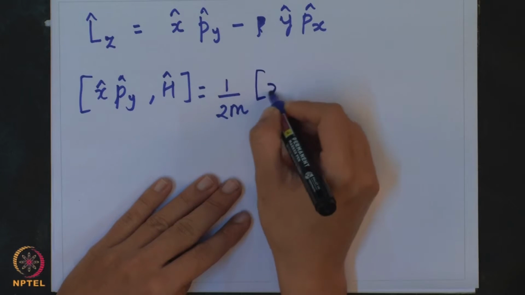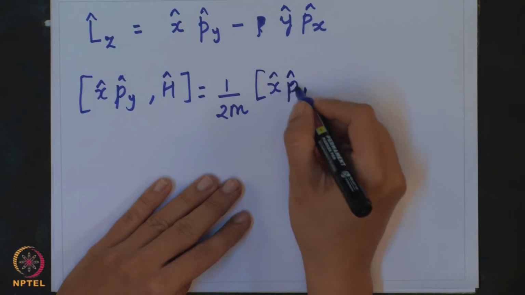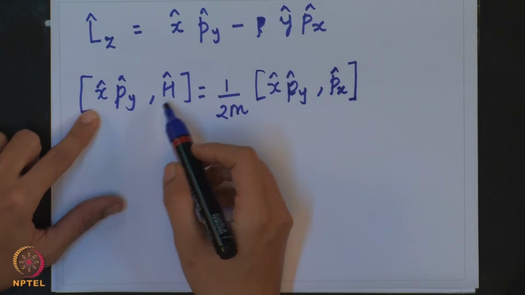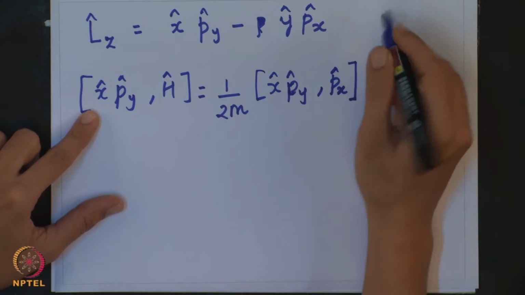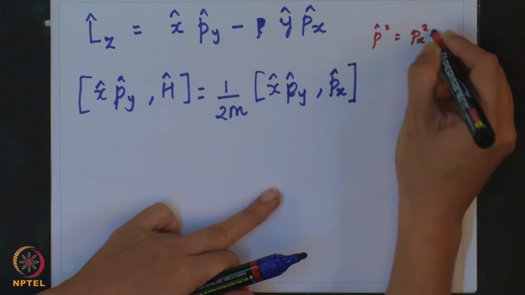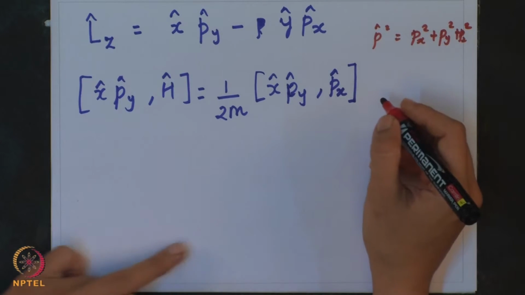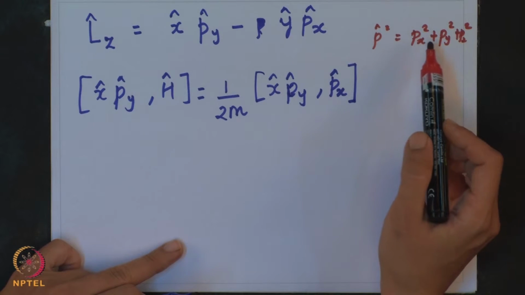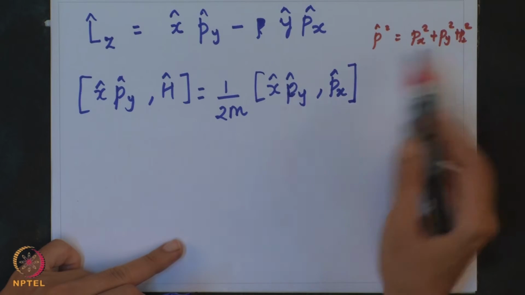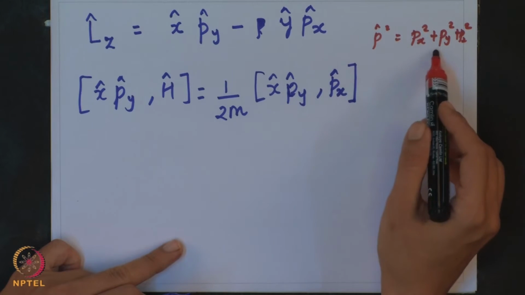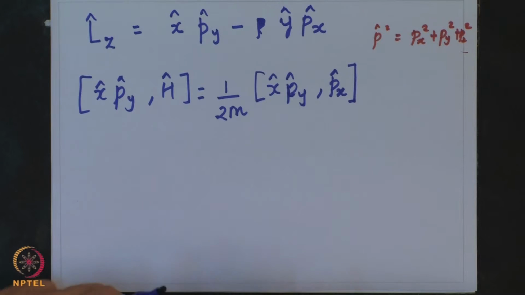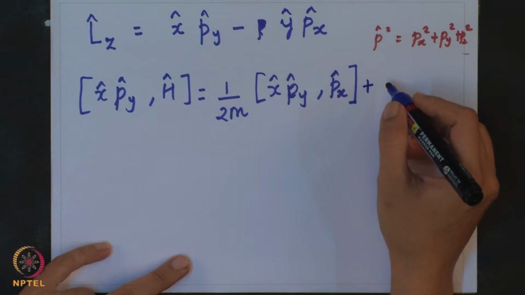We can take it outside, and you have to recollect the commutation relations which we have done before. Now we know the Hamiltonian is p square upon 2m, and p square can be written as px square plus py square plus pz square. We know that x will not commute with px, you will get a non-zero term, and x with py, x with pz will give 0. So these terms would not contribute, they will lead to 0. I can drop these two terms at this stage for the kinetic part.